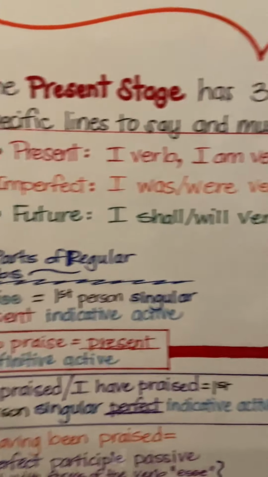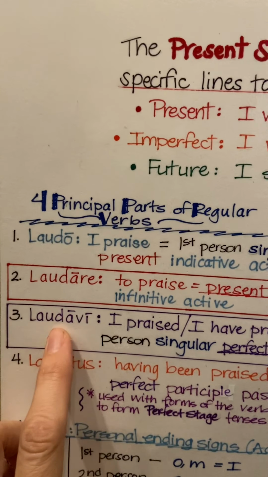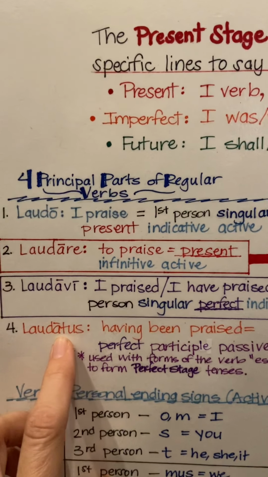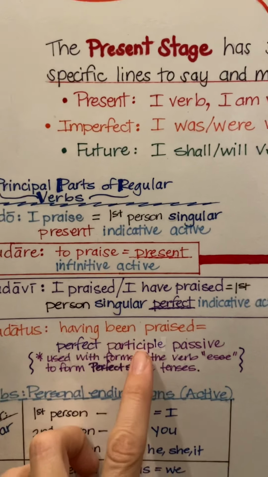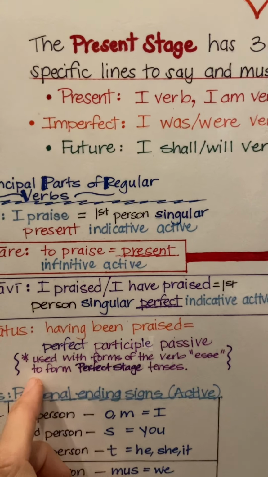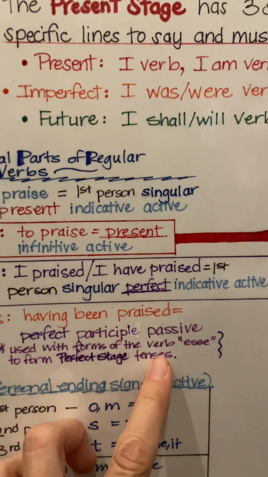All right, gonna come back. We've covered the first principal part, the second principal part, the third principal part. And now the fourth principal part is laudatus, and it means having been praised. It's the perfect participle passive, was what this one is considered, the fourth principal part, and it's used with forms of the verb sum to form the perfect stage tenses.